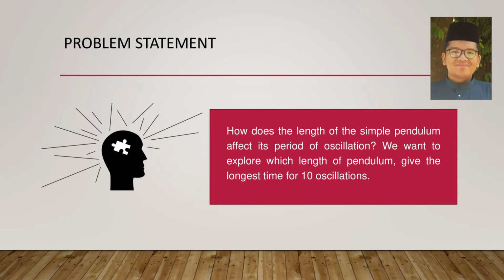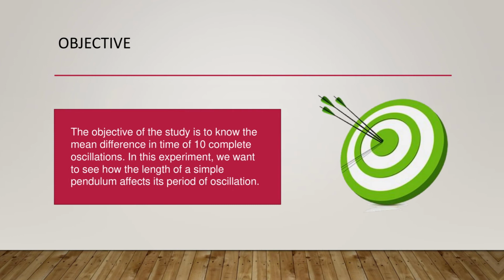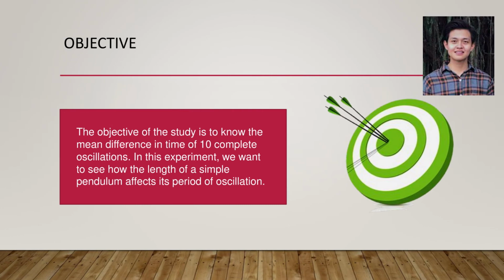The problem statement for our study is: how does the length of the simple pendulum affect its period of oscillation? We want to explore which length of pendulum gives the longest time for 10 oscillations. Next, the objective of our study is to know the mean difference in time of 10 complete oscillations. In this experiment, we want to see how the length of a simple pendulum affects its period of oscillation.